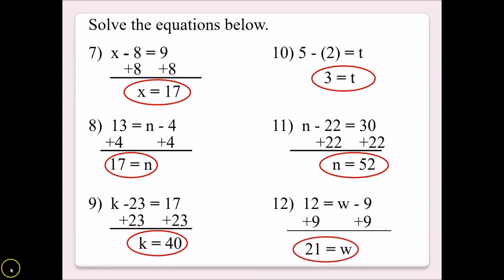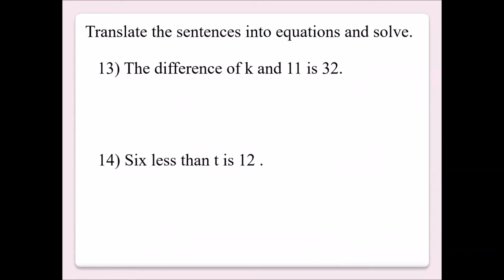Okay, there you go. This time we will translate the sentences into equations and then we solve. So it's very important to remember or understand the keywords that will help us solve the problem. First, I want you to understand that the word "is" means equal. So for number 13, the difference of k and 11 is 32.